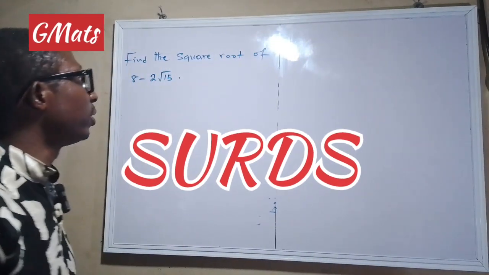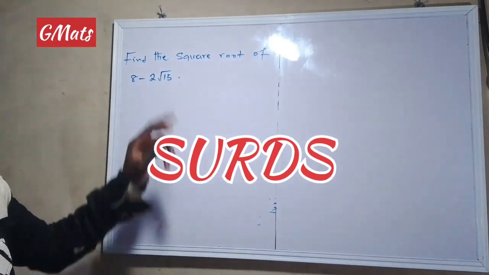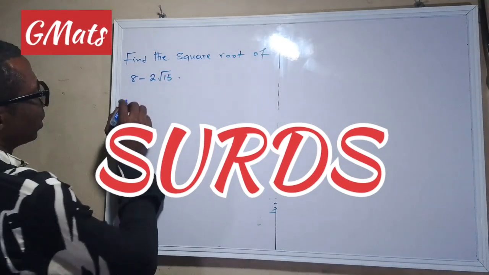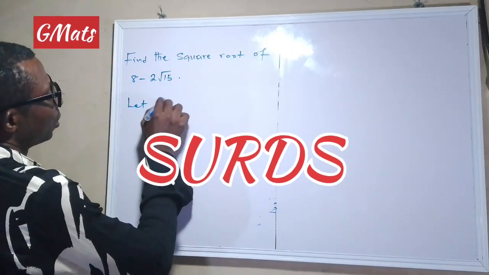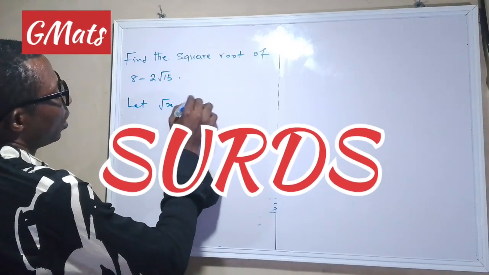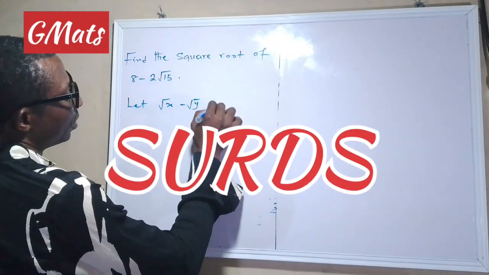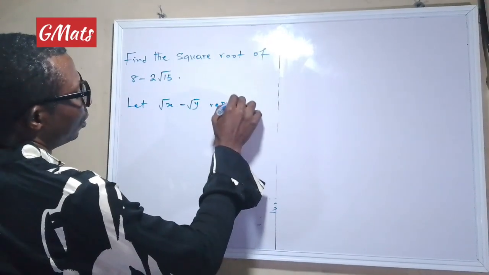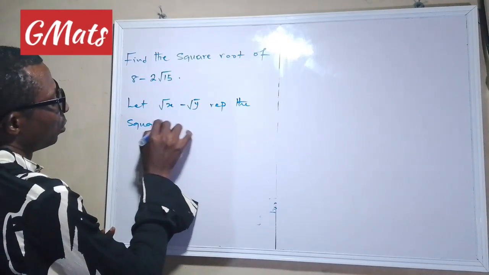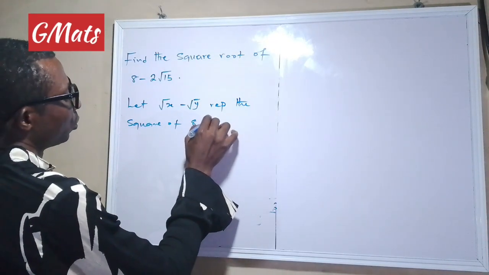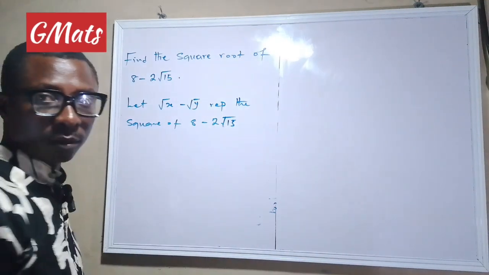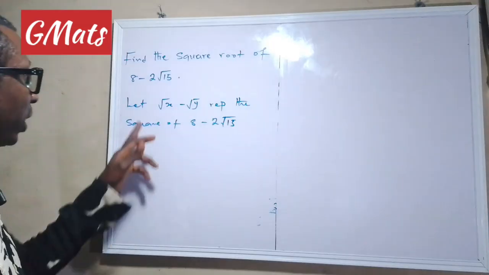Now we have to find the square root of 8 minus 2 square root of 15. So how do we do this? We start by saying let square root of x minus square root of y represent the square root of 8 minus 2 square root of 15. Okay, you get that? So you make this assumption.